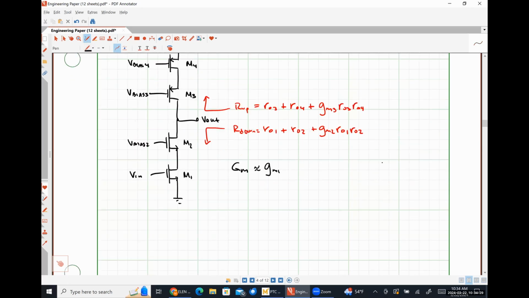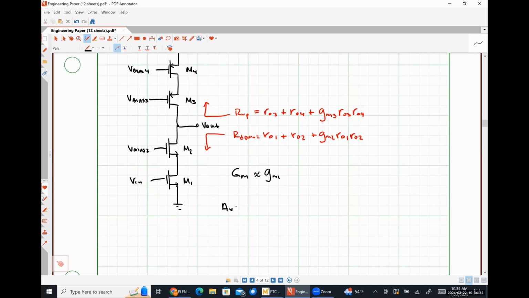So putting these things together, we are going to have approximately gm1 times gm2 r0_1 r0_2 in parallel with gm3 r0_3 r0_4. And obviously more formally, we could put these in if we wanted to. Okay. Shouldn't make much of a difference.